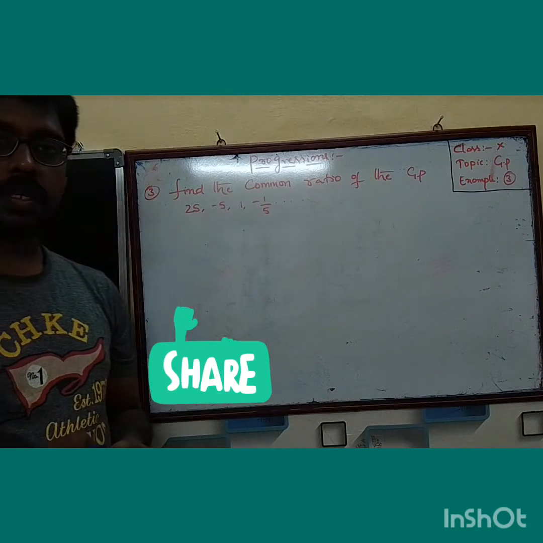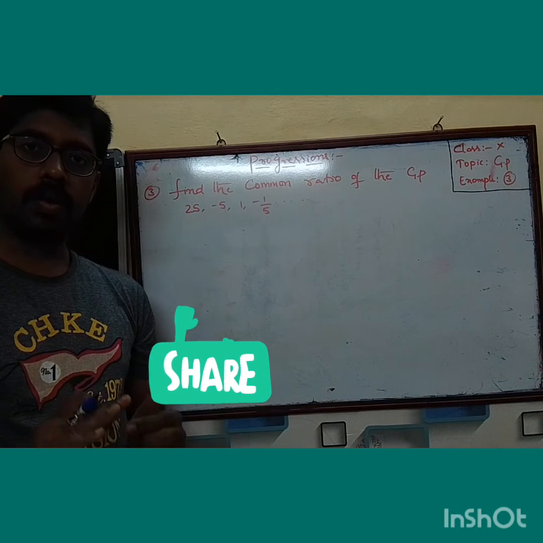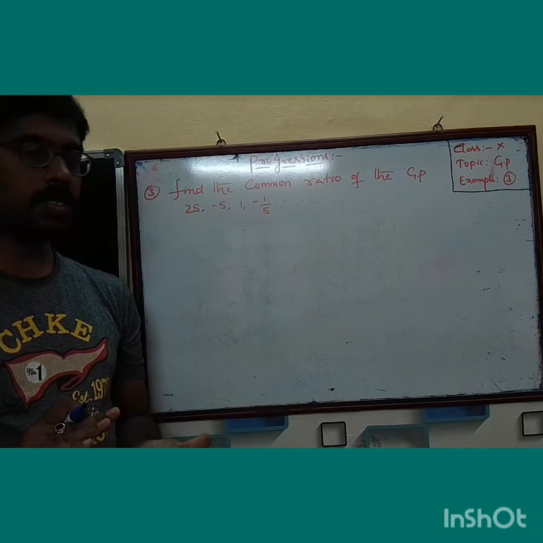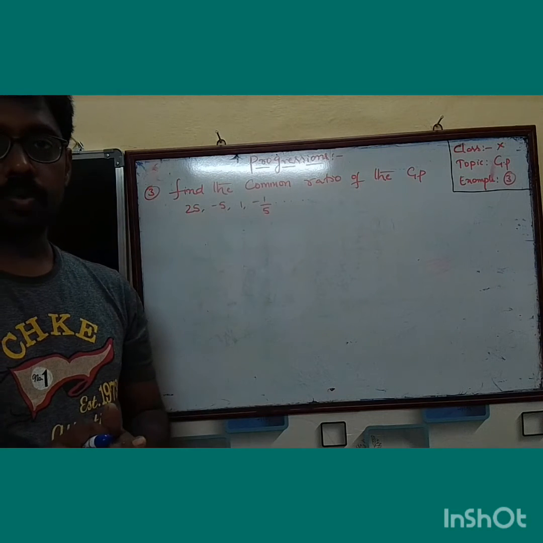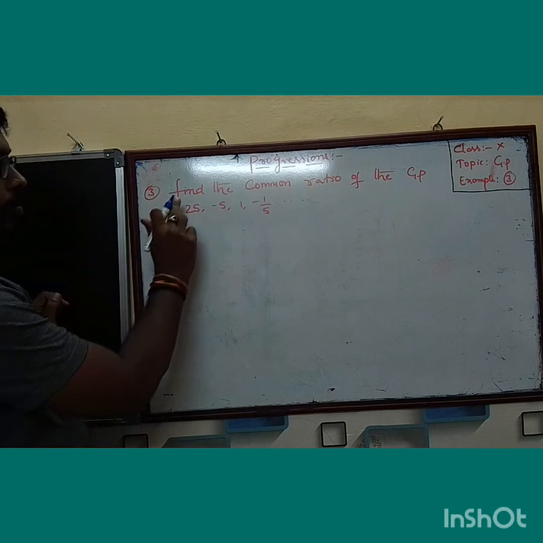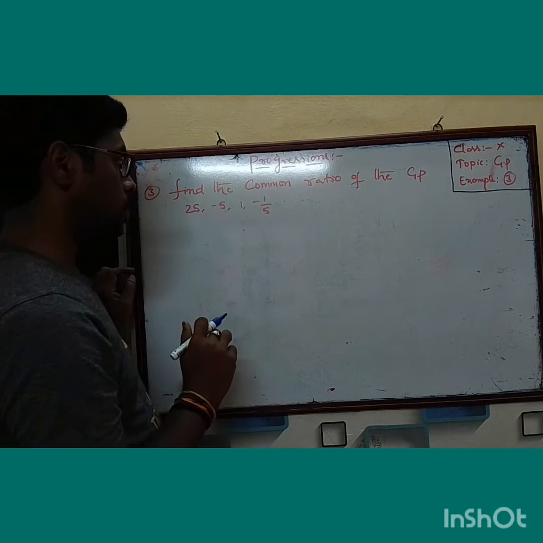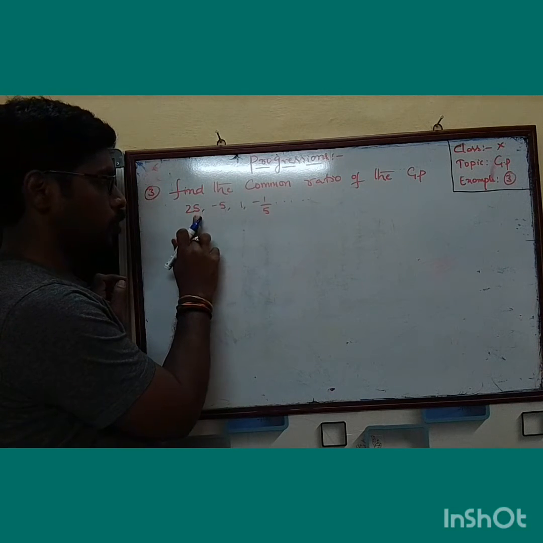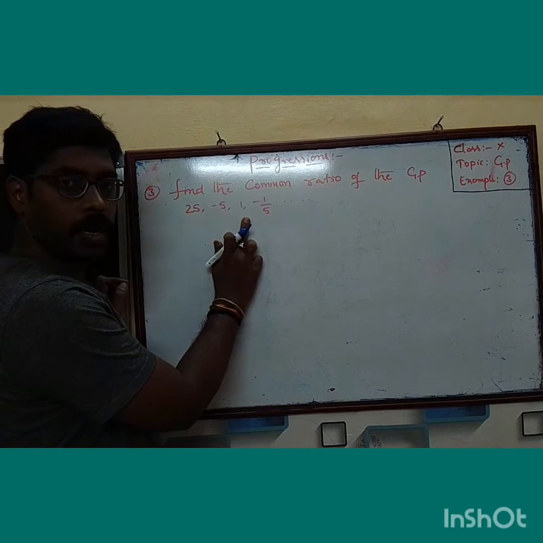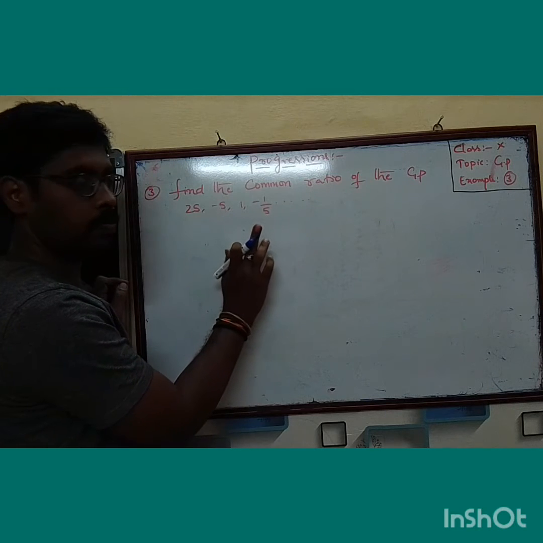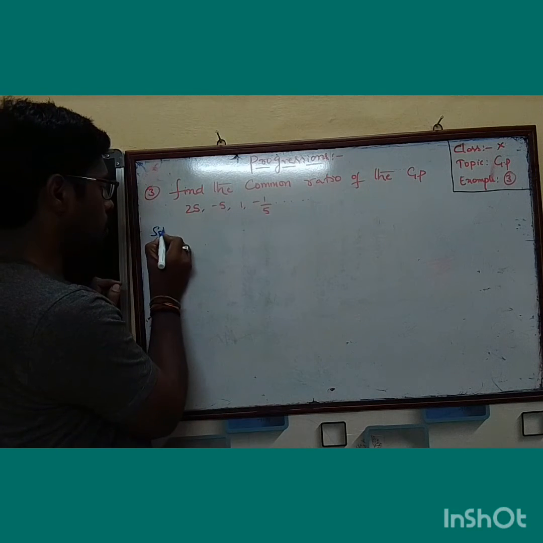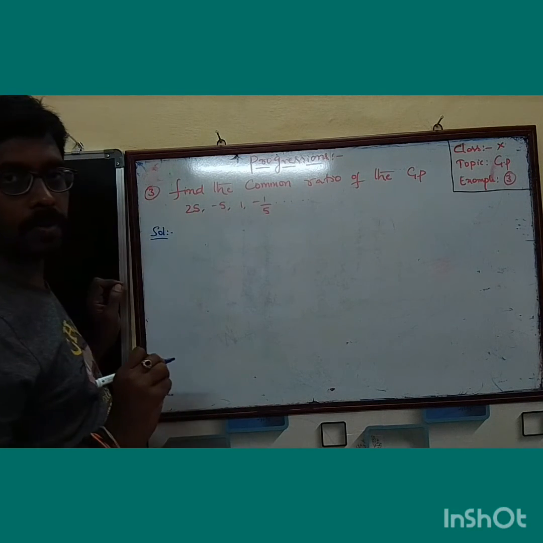Today we are going to discuss example 3 of chapter progressions and topic is geometric progression. So what is given here? Find the common ratio of the GP series given as 25, minus 5, 1, minus 1 by 5, so on. So in this we need to find common ratio, that is R value, small r value.